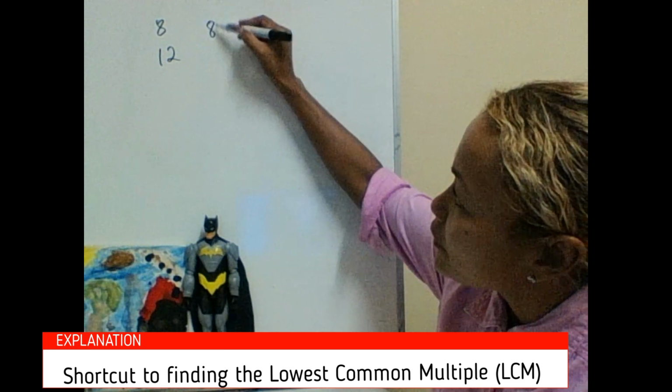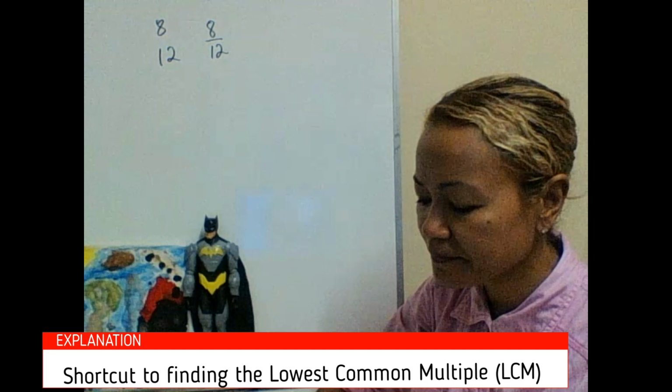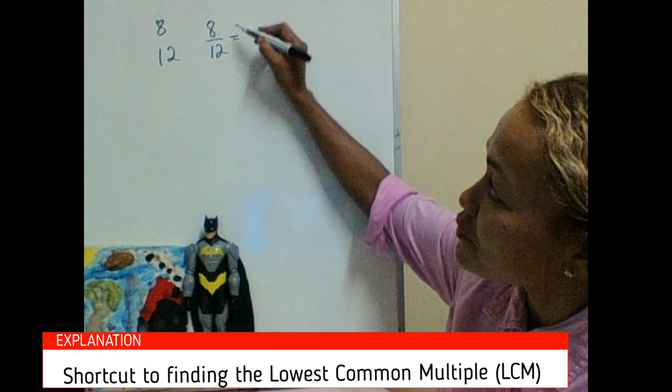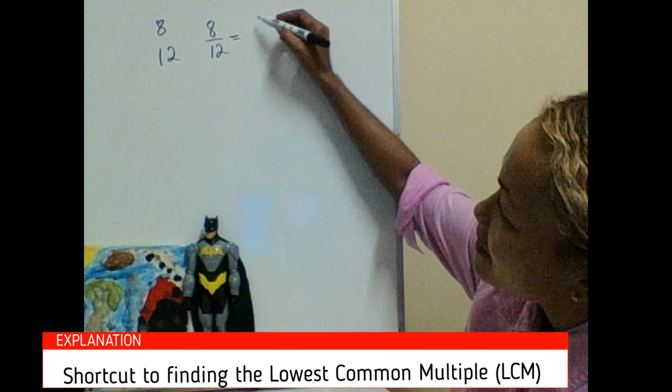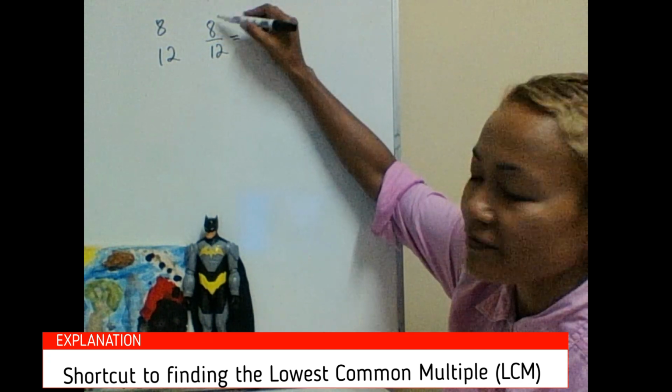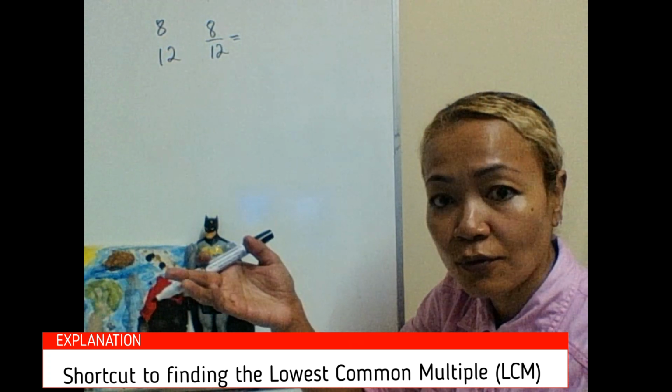First thing you do, you put it in terms of a fraction. So just whack one on top of the other. Now you're going to reduce this to its lowest terms. And if you remember, what are factors of 8? Well, 1 and 8, 2 and 4.